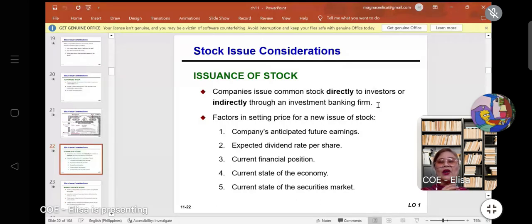So actually, this 1 to 5 is a very technical process because this is the work of financial analysts. What we see in the movies, the stock exchange, the investment banking corporations. Their job is to gather data and process statistics to come up with numbers. But typically they base this information on the company's anticipated future earnings.